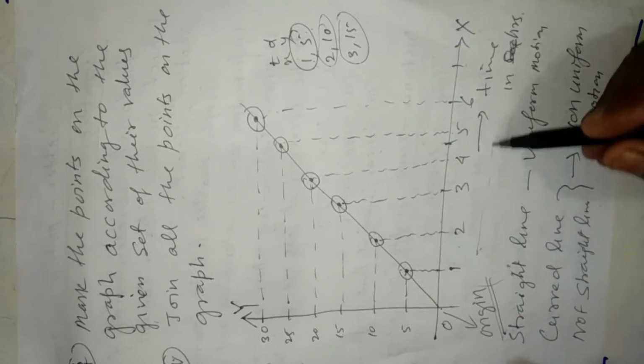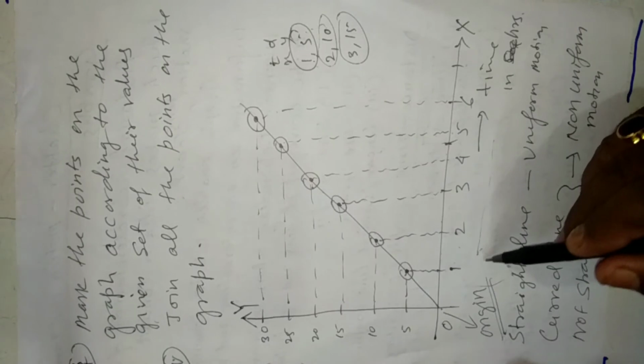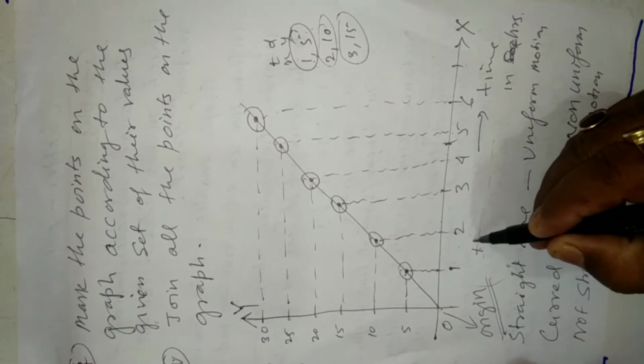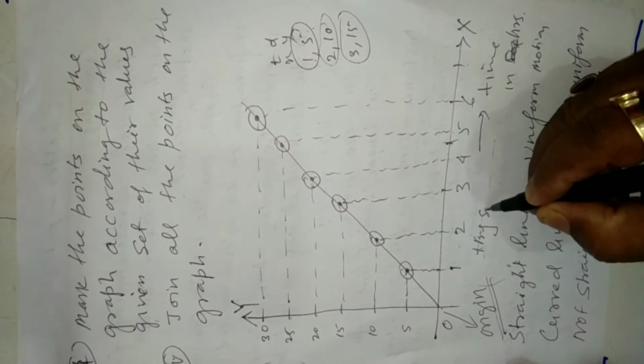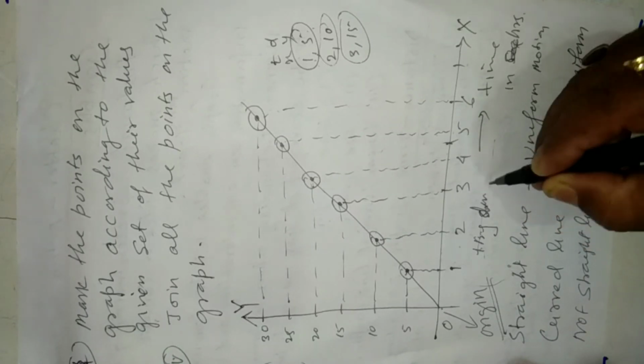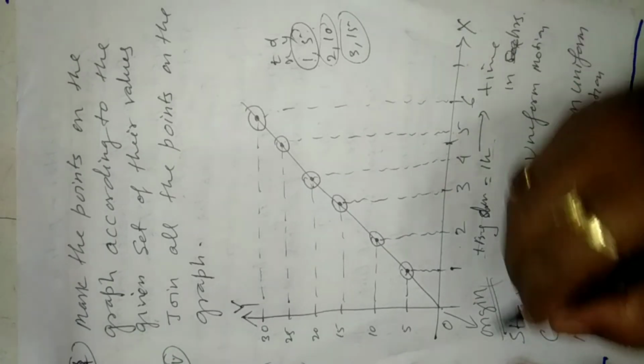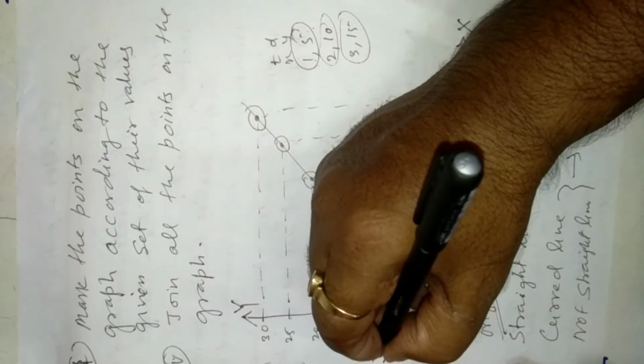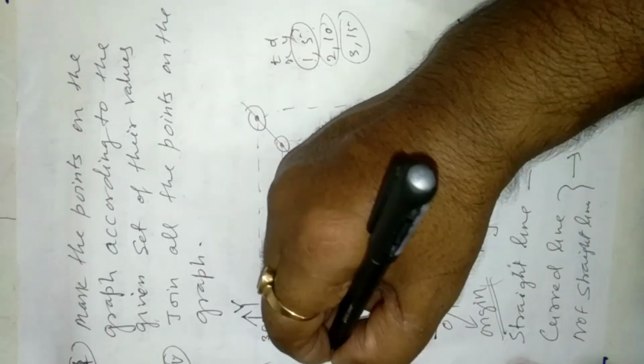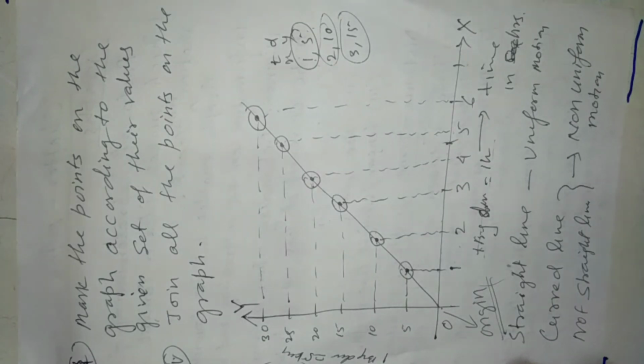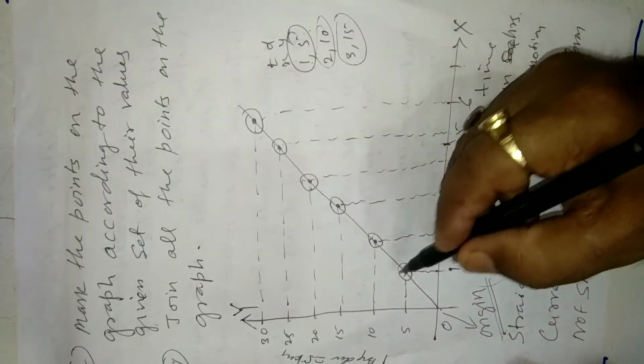You have to write here on the axis that one big division is equal to 1 hour. Here one big division is equal to 5 kilometer. This is the scale chosen on the x and y axes. So you have to mark this, and then these are the points, and you will mark them like this with a round.